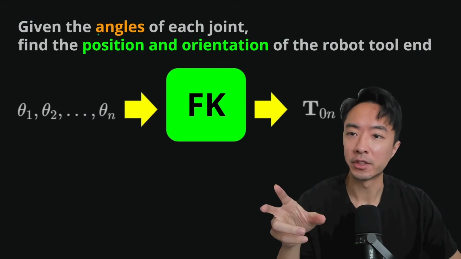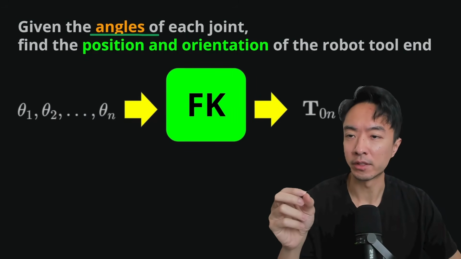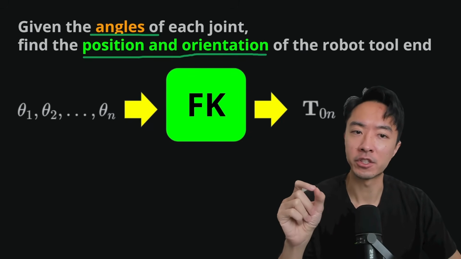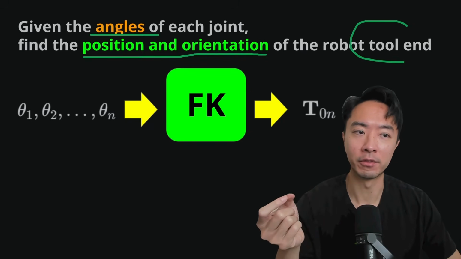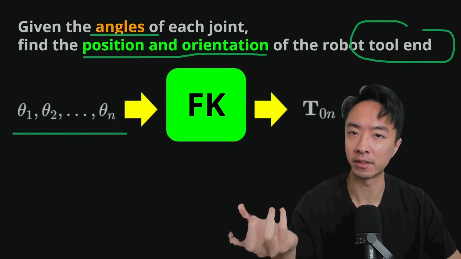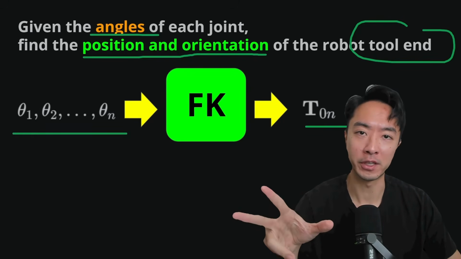So imagine you're given the angles of each joint of your robot. The goal of forward kinematics is to find the position and orientation of the robot's tool end. So this is a problem of forward kinematics. Basically, angles in, final transformation out.